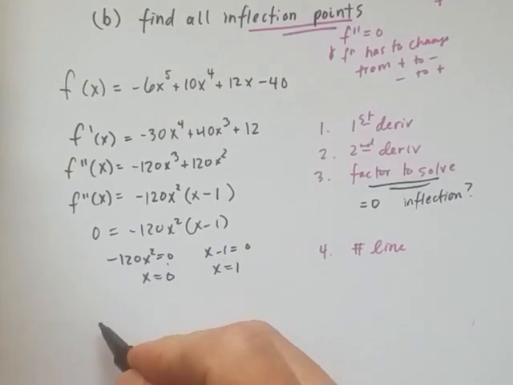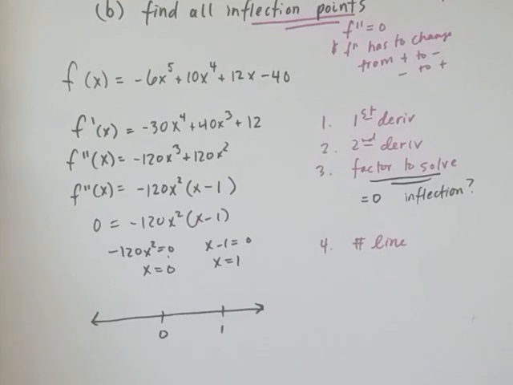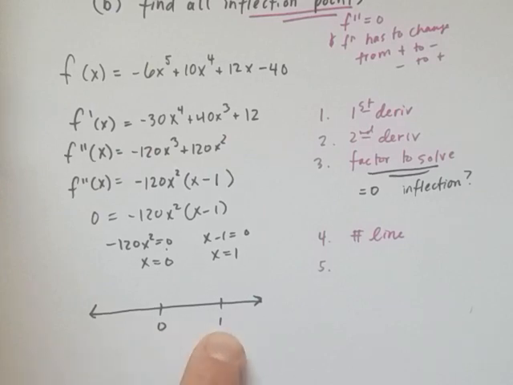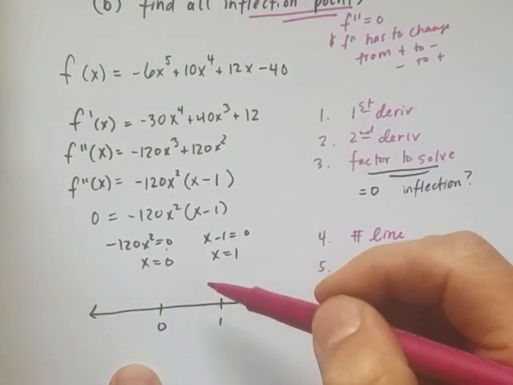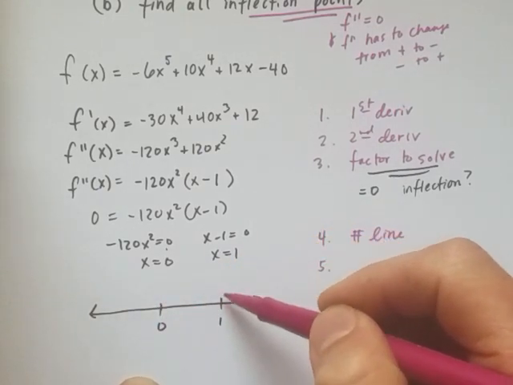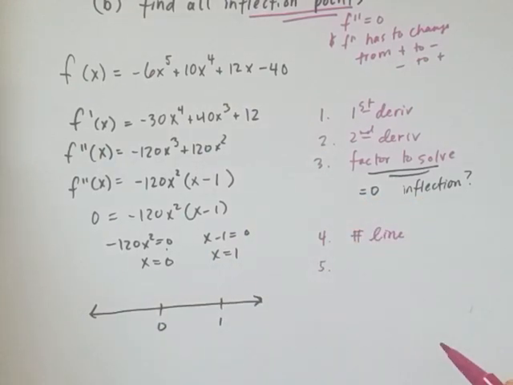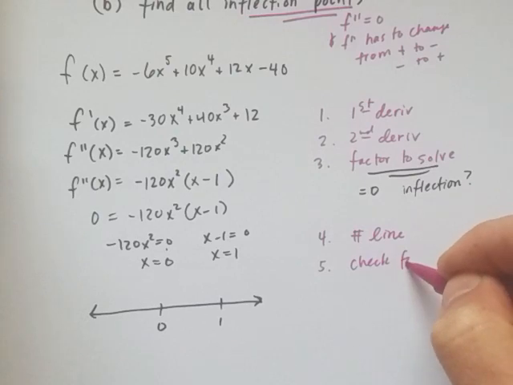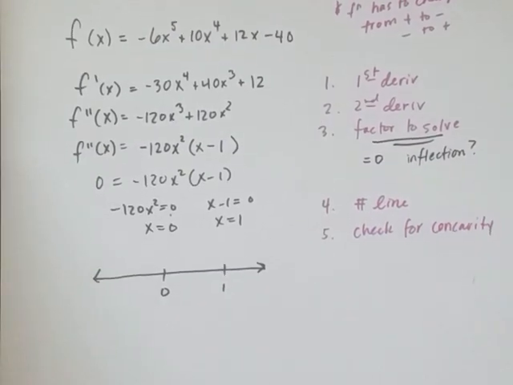So our number line in this case is going to include the points 0 and 1. And just like before, we're going to have to check some things and actually test some things out. So we know that 0 and 1 are possible inflection points, but we don't know the concavity in those regions. We don't know the values of positive, negative in here. So we're just going to check for concavity by plugging in to find our second derivative values.